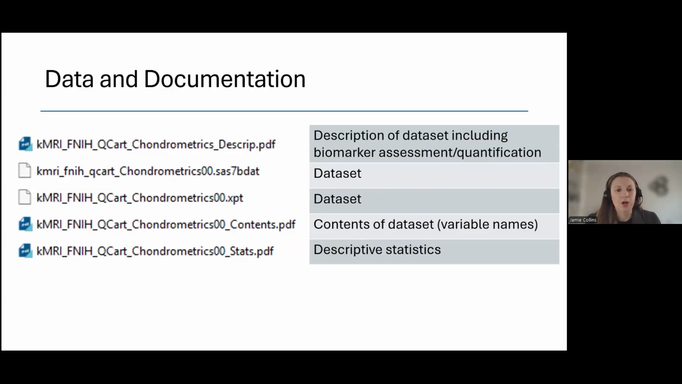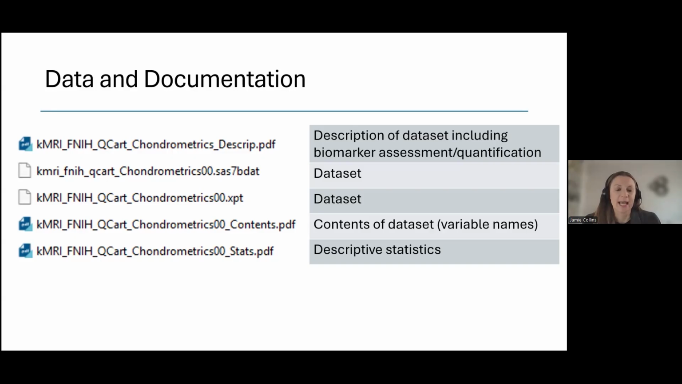The next two are data sets. It's a SAS data set, and then I think this is a transfer file. Both of these should be easily read into any sort of standard statistical software package. Obviously, the SAS data set can be read with SAS, it can be read with R, with Python, Stata, etc. So there's two versions of the data set. There's a contents file that has just the contents of the data set, so the variable names and labels, and that can be really helpful just to orient yourself to the data.